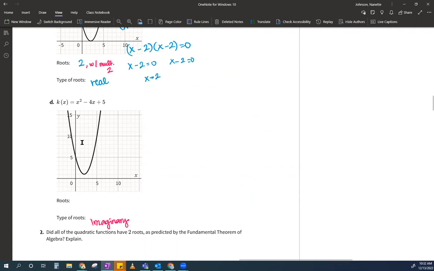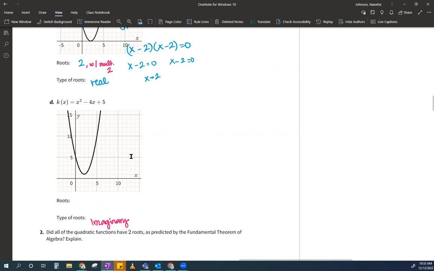Whenever they're asking you to find the roots, they're really asking you to find where the x-intercepts are. And you're like, Ms. Johnson, this doesn't have any x-intercepts. You're right. Because this doesn't have any x-intercepts, we can now say that the roots are imaginary. What does that mean? It means that this parabola does not intersect the x-axis in the real plane.